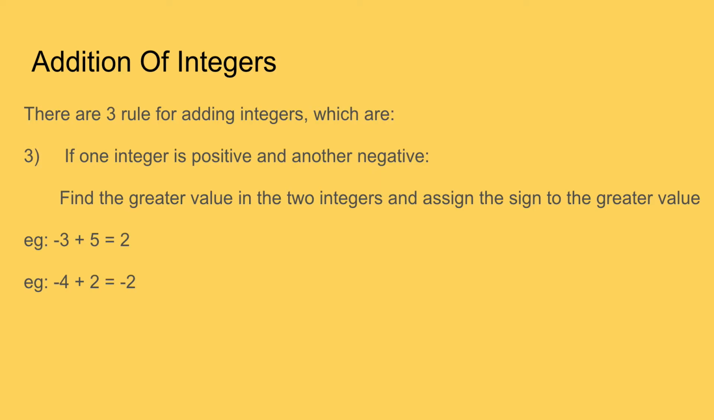As 5 is greater and it's a positive sign, we have to give the sum, which is 2, a positive sign. And in the other example, we have -4 plus 2. The sum will be 2, and as 4 is greater than 2 and it has a negative sign, we have to give the sum, which is 2, a negative sign. So the answer will be -2.